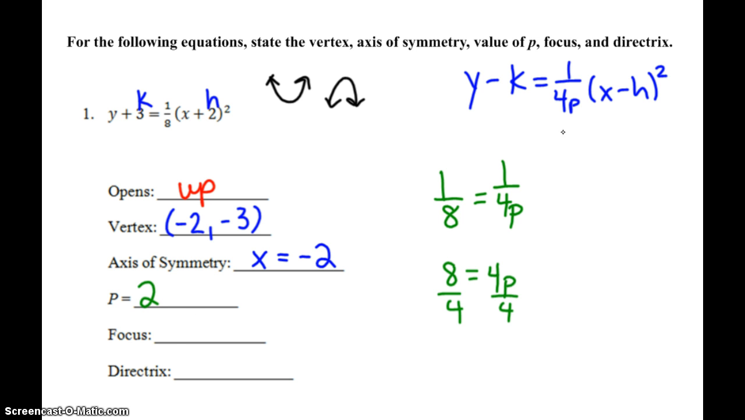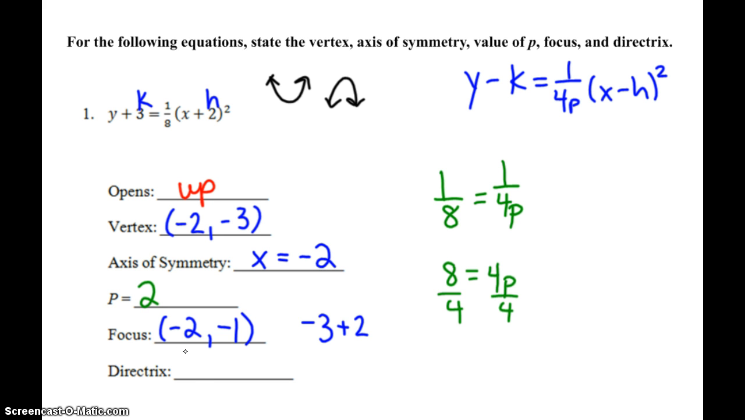In order to find your focus, remember that the x value is going to stay the same. It's the y value that's going to change. So we leave our x value as h, -2, but this time you're going to take k and you're going to add p to it. So -3 plus 2 will give you the -1 you need for the y value of the focus.